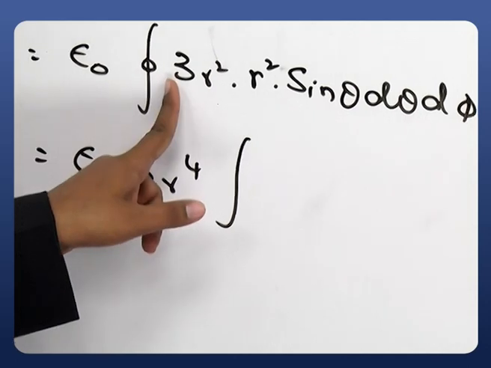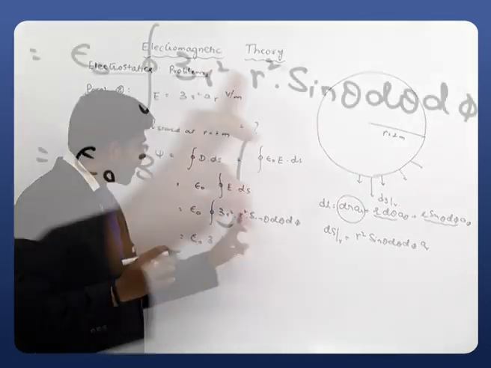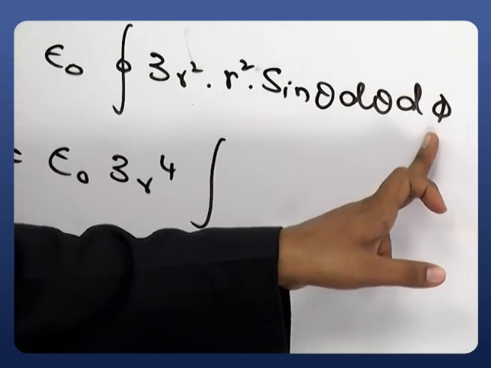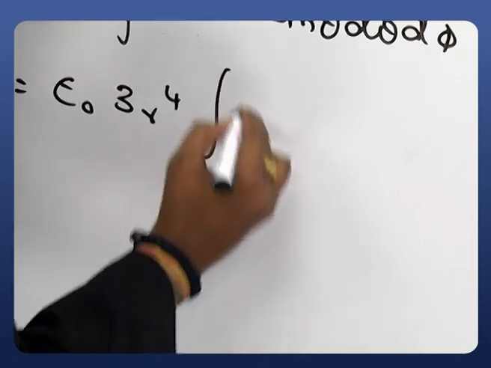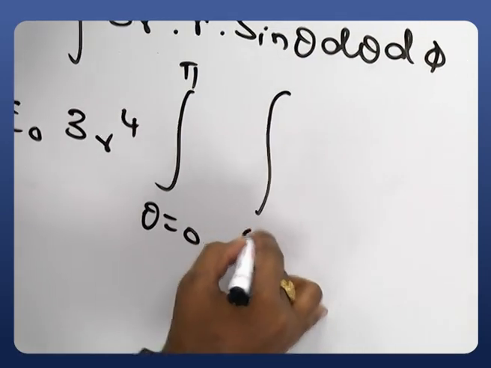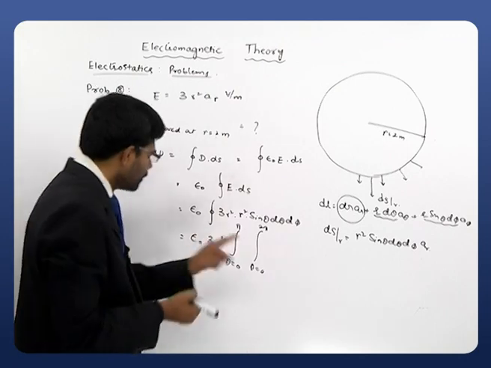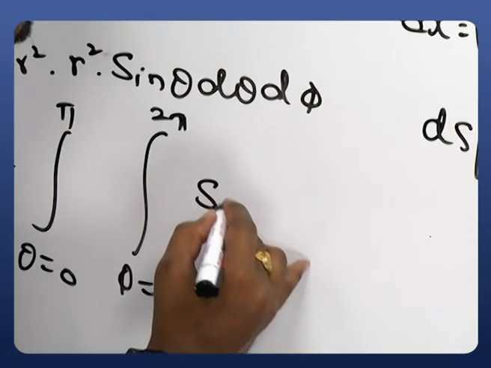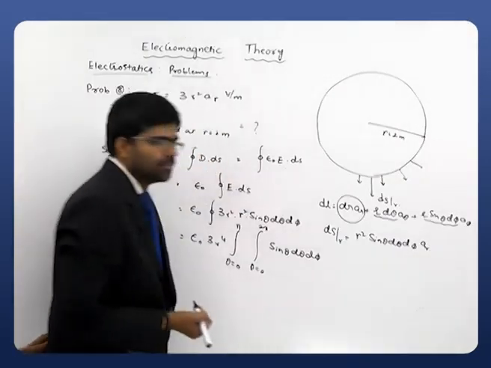Now the integration is for the surface that we are considering. Now that integration will be taken for theta and phi only. To form a complete sphere, what are the limits of our theta? Theta limits are from 0 to pi and phi limits are from 0 to 2 pi. Just write down those two, nothing more than that. Sin theta d theta d phi.